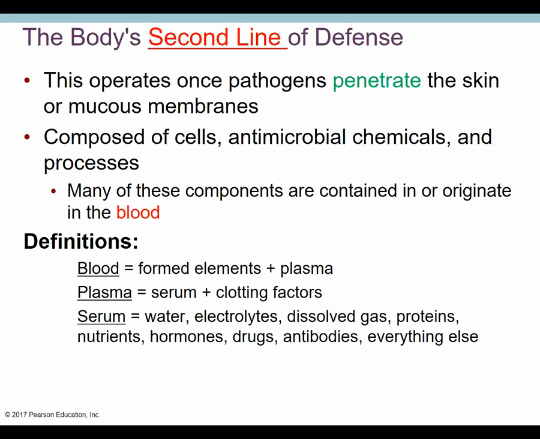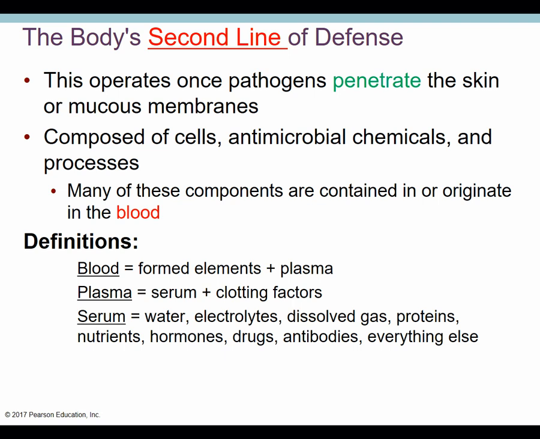So the first line of defense against pathogens that could potentially infect you involves your skin and your mucous membranes. Once a pathogen gets past that first line of defense, once it penetrates the skin or mucous membranes, then hopefully your second line of defense will stop the infection. And the second line of defense is mainly things that are in your blood. So cells, chemicals, and processes that originate in your blood.